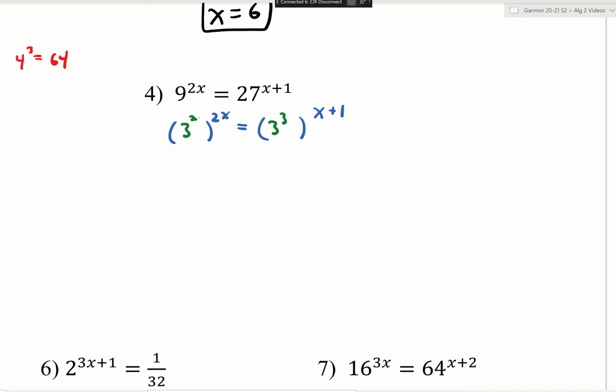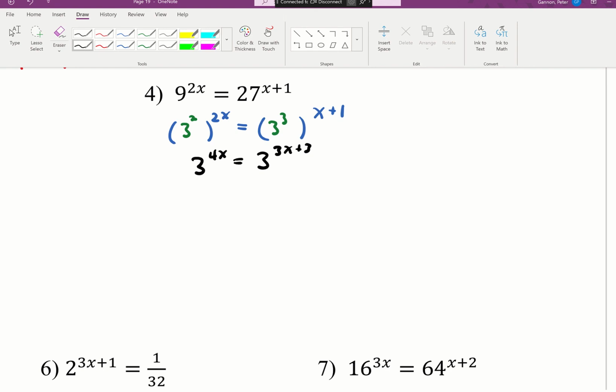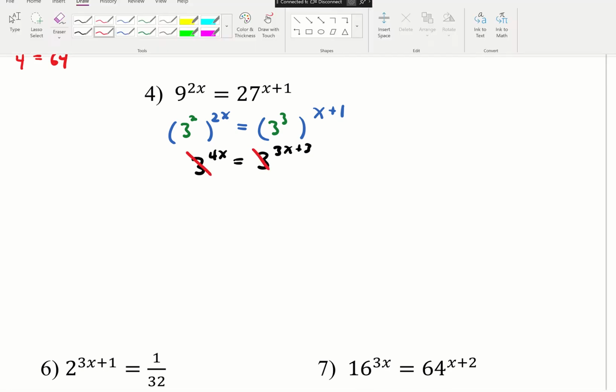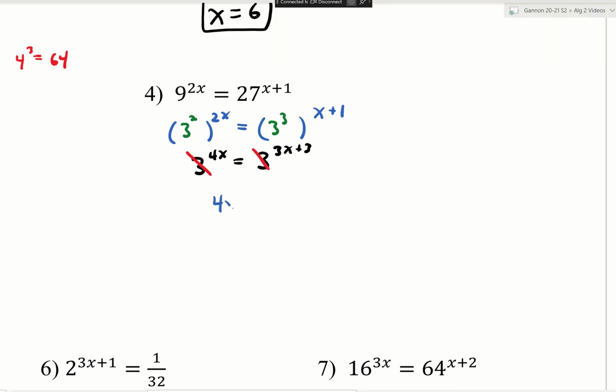So we're going to multiply the exponents. This becomes 3 to the 4x. And then over here, we've got to multiply, which means distribute. So this is 3 to the 3x plus 3. Exponentials have the same base. Drop the base. Set the exponents equal. And solve. So in this case, if you subtract 3x on both sides, you get x equals 3.